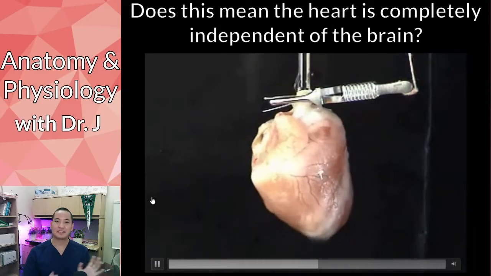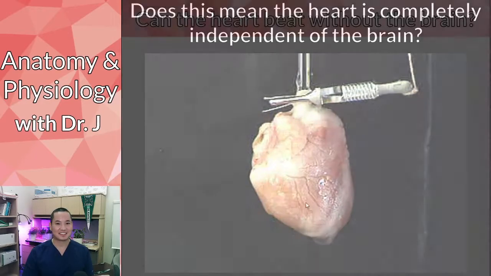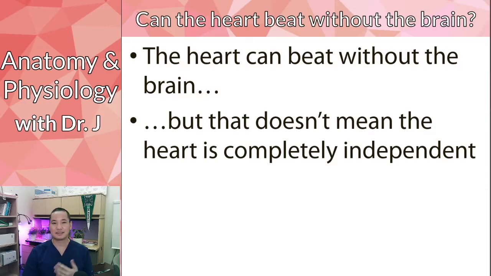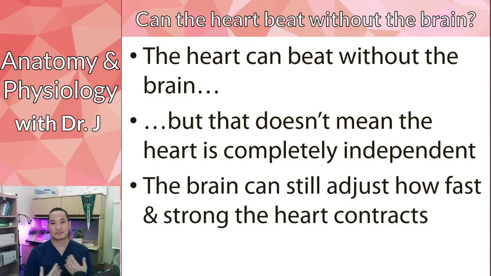Alright, so does that mean the heart is completely independent of the brain? It's not completely independent. It can beat without the brain, which is why if someone is brain dead, they can still have a heartbeat. But that doesn't mean the heart is completely independent in a healthy individual. Even though your heart has its own system, your brain can dial up the pace of the heart pacemaker cells or slow it down. So your brain can adjust the activity. It doesn't mean your heart is not listening to your brain at all. It's probably listening to your brain right now.